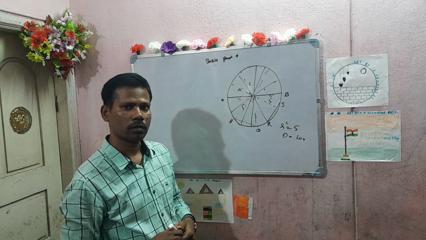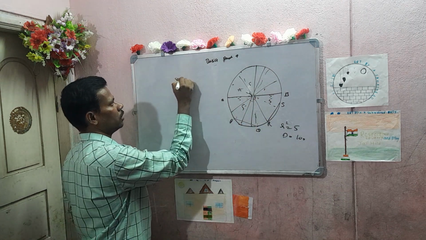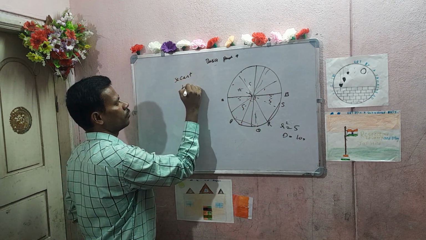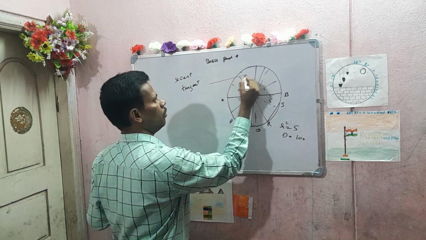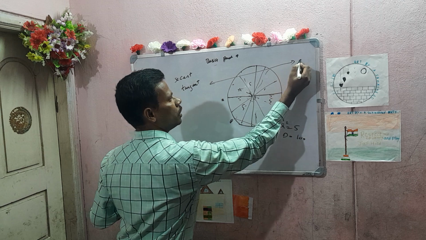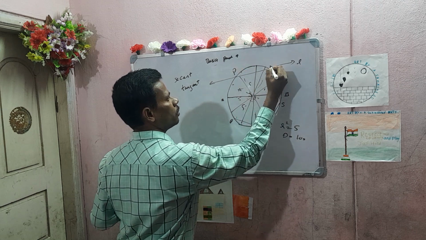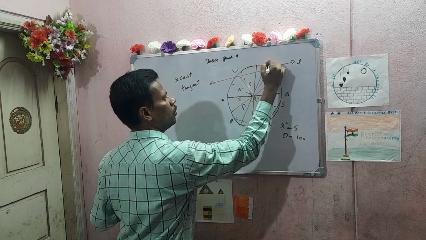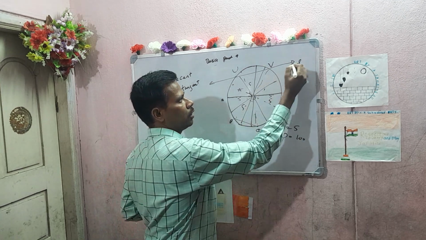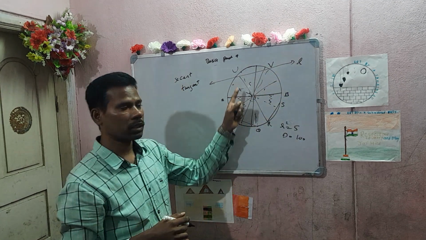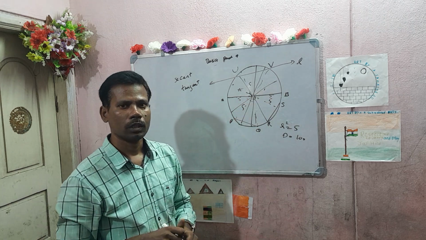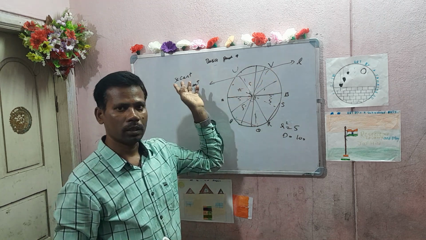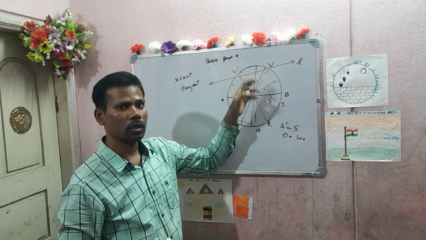Next, secant and tangent. Secant means a line which is intersecting the circle at 2 points. Secant is nothing but a line which intersects the circle at 2 points. That is called a secant.